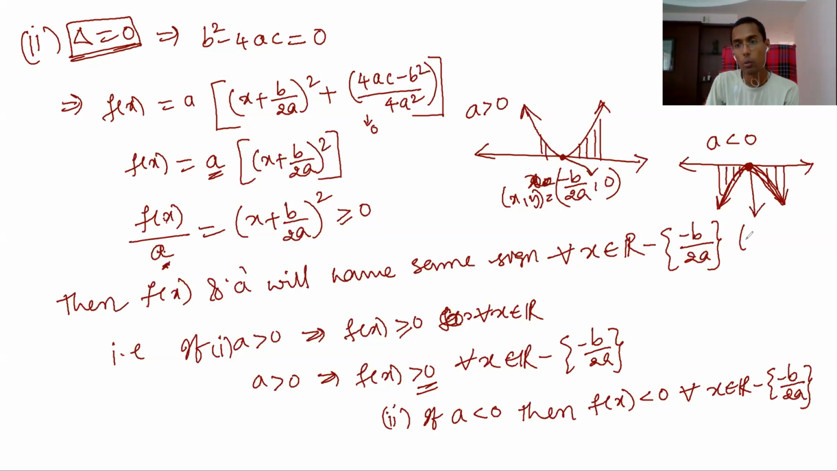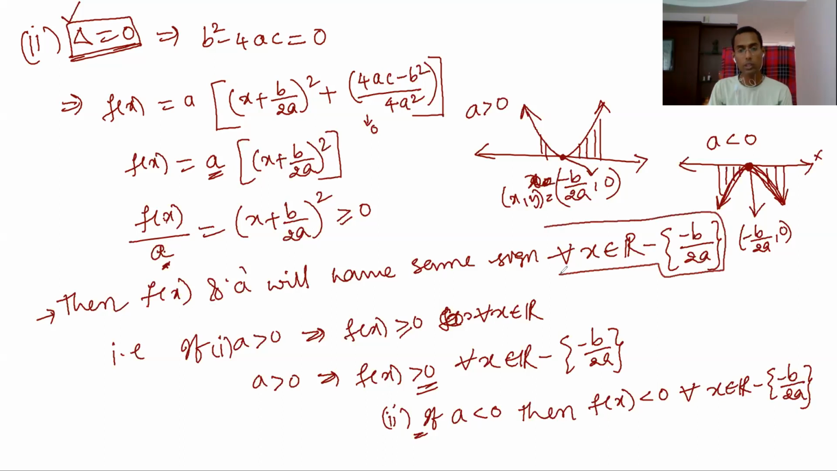This point is minus b by 2a comma 0. On the x-axis at minus b by 2a, it is 0. For all remaining values, it is negative. So therefore, the conclusion is, if delta is equal to 0, then f of x and a will have the same sign for all real numbers except one value. Okay, this is the conclusion.